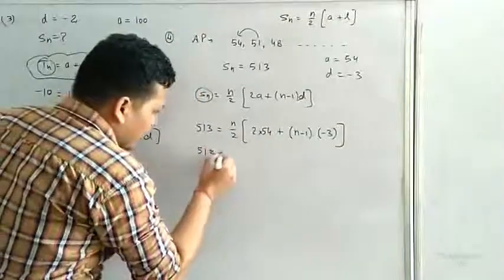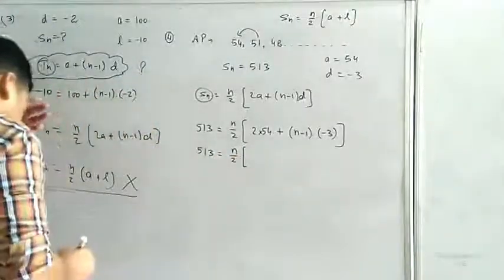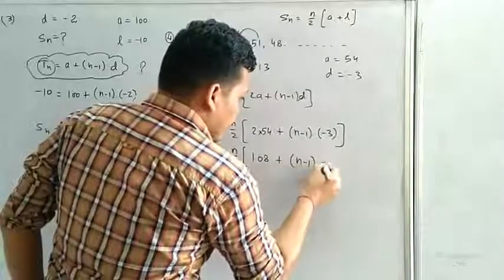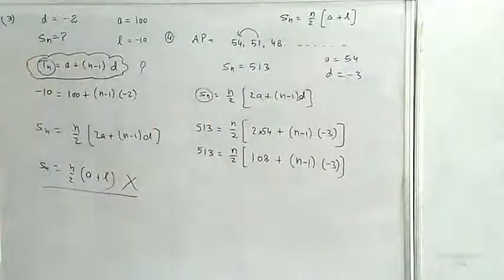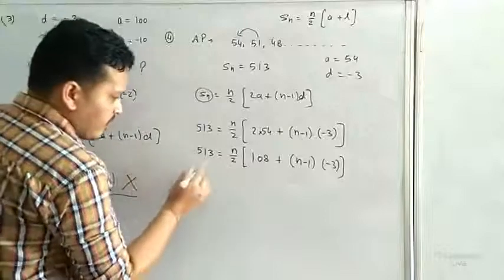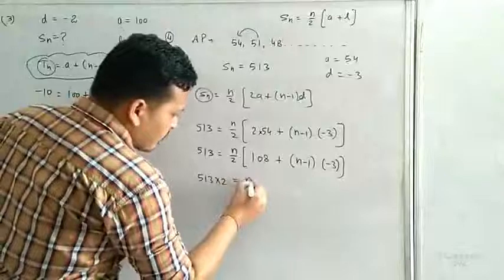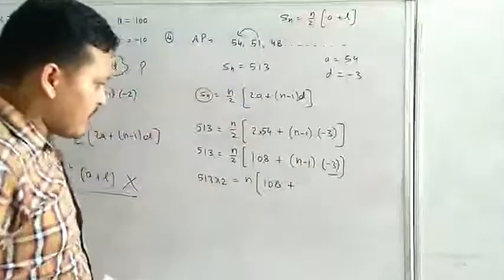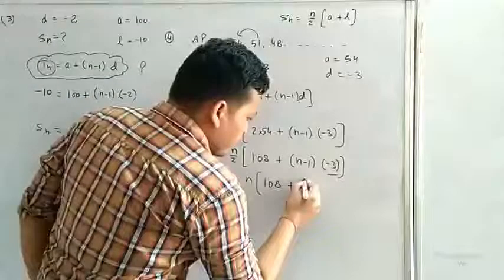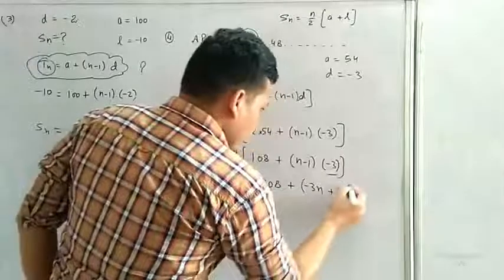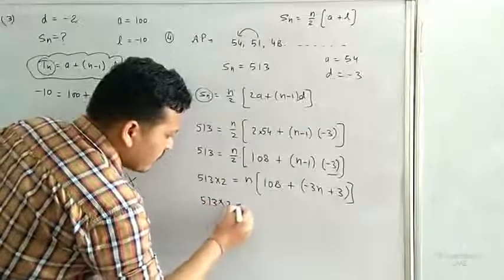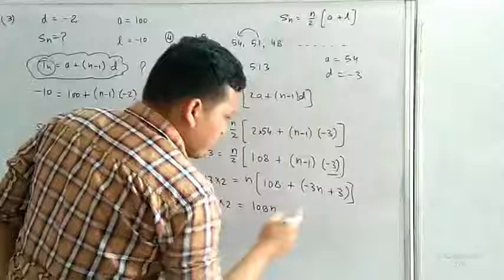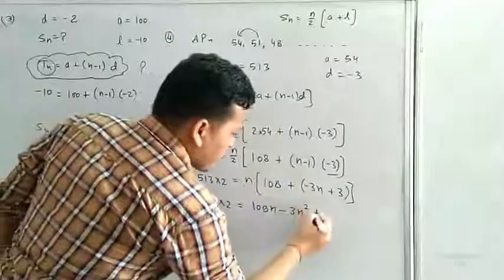How can we solve it? 513 is equal to n by 2 into (108 plus (n minus 1) into minus 3). Now take this 2 to the left hand side, so 513 into 2 is equal to n into (108 plus (n minus 1) into minus 3). Multiply this minus 3 inside the bracket: minus 3n plus 3. Now multiply this n inside the bracket. So 513 into 2 is equal to 108n minus 3n square plus 3n.